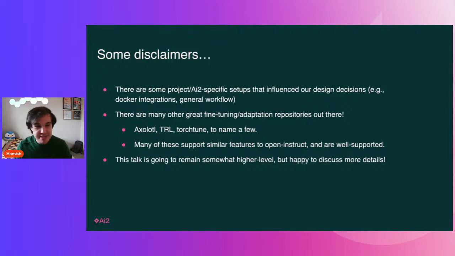Some quick disclaimers. There are some AI2 specific integrations that influence some of the design decisions, so don't worry, that meant that we made some of the choices that we did. I'm also going to be talking about Open-Instruct, which is one particular repository for fine-tuning, but there are lots of other great ones. TorchTune, TRL, Axolotl are all well supported and support, I think, pretty similar features to us, although in slightly different ways. I'm probably going to remain a little bit higher level, but I'm happy to answer questions getting into much finer details, especially towards the end.